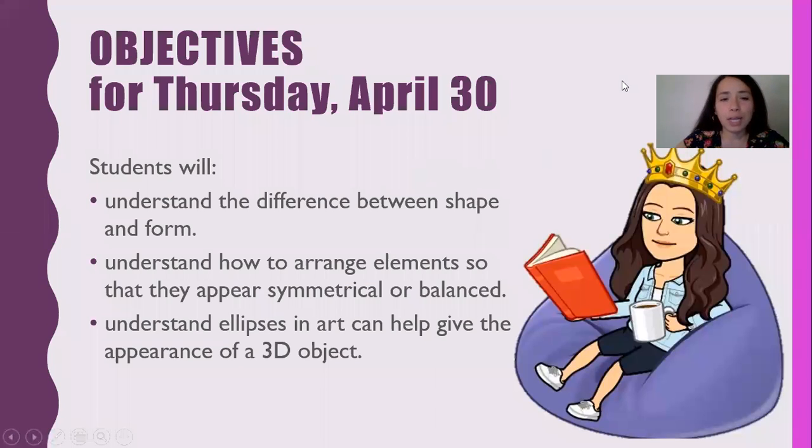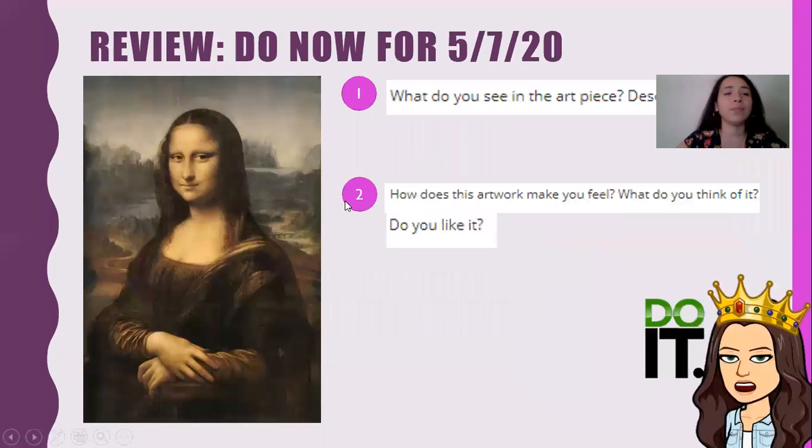All right, so today's objectives: we're going to understand the difference between shape and form, understand how to arrange elements so that they appear symmetrical or balanced, and understand how ellipses in art can give the appearance of a 3D object.